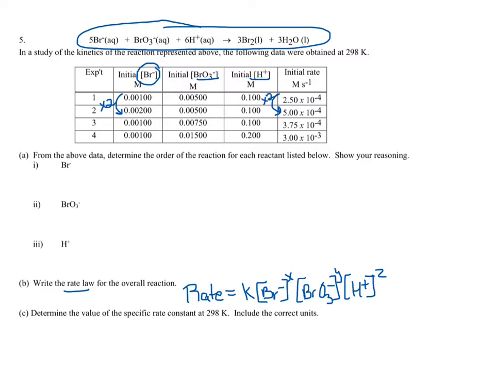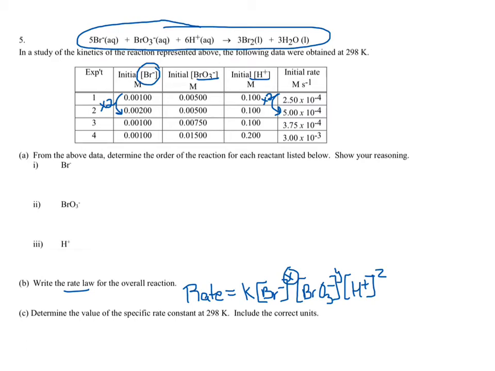So what would the order or the exponent of Br minus have to be so that if Br minus doubles, the rate doubles, so that it has the same directly proportional effect? Well, that would be a first order reaction. So on inspection, anytime I see the exact same change happening with the rate as is happening with the concentration of that reactant, it's first order with respect to that particular reactant.